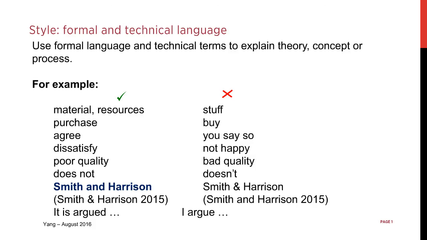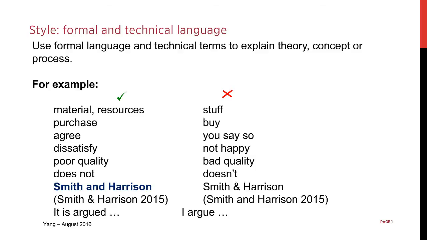Here are a few pointers on writing style. Use formal language and technical terms to explain theory, concept, or process. Here are some examples. Use material or resources, not stuff. Purchase, not buy. Agree, not you say so. Dissatisfy, not happy. Poor quality, not bad quality. And also remember not to use contractions. So use does not and don't use doesn't.